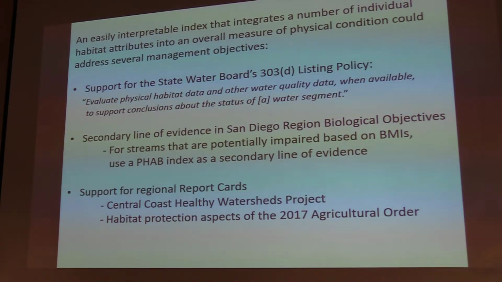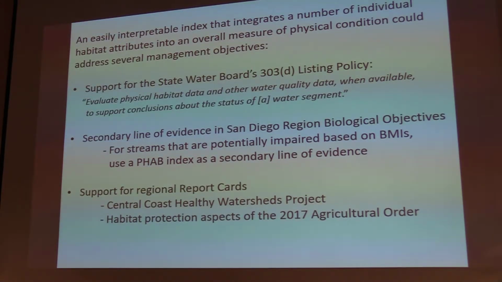We could also use a PHAB index in support of regional report cards. So for example, the Central Coast has developed report cards as part of their Healthy Watersheds project that score the overall condition at a site based on a number of different indices and data types, including water chemistry, sediment chemistry, toxicity, and biology.